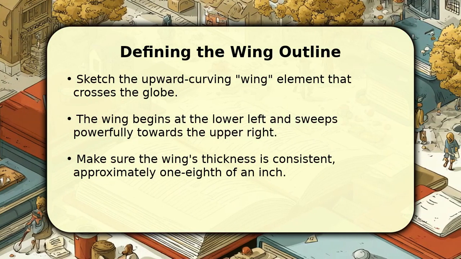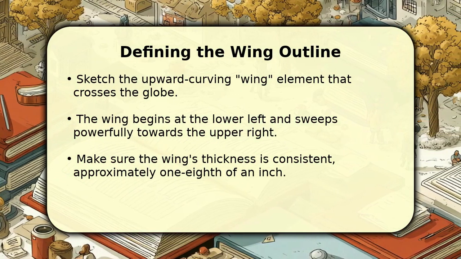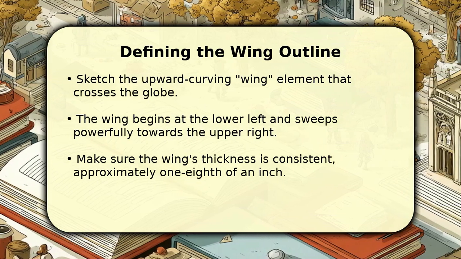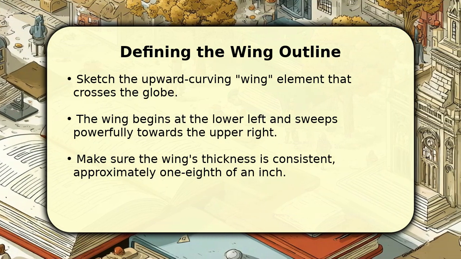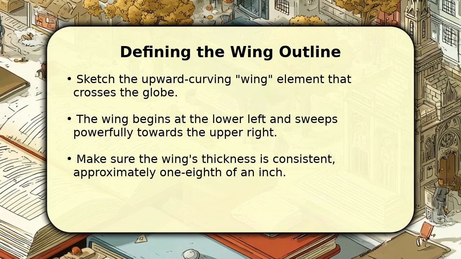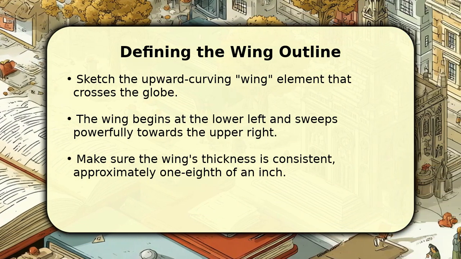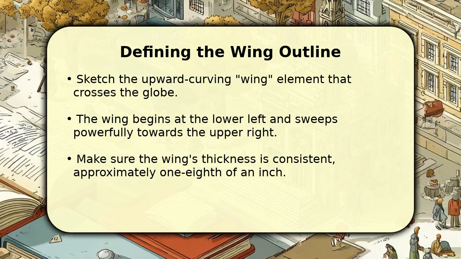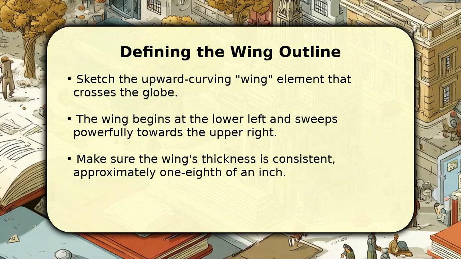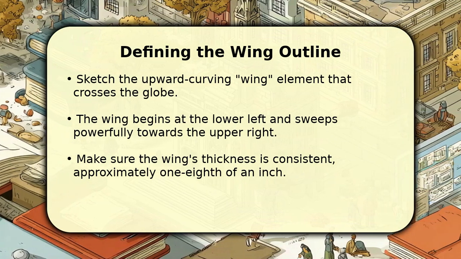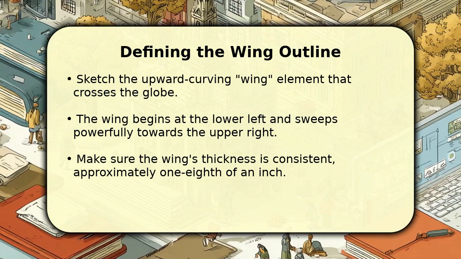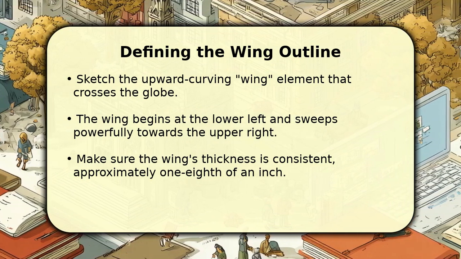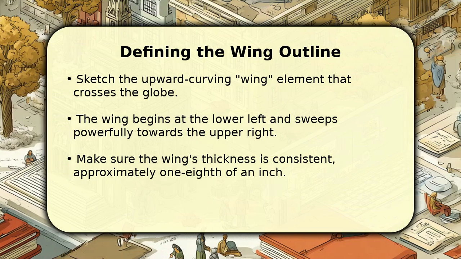Now, let's focus on the iconic upward curving wing that cuts across the globe. This element begins near the bottom left of your circle and sweeps dramatically towards the upper right. Pay close attention to the wing's graceful arc and its consistent width throughout its path. A thickness of about 1/8 of an inch generally looks accurate. This wing gives the logo its sense of movement and forward momentum.